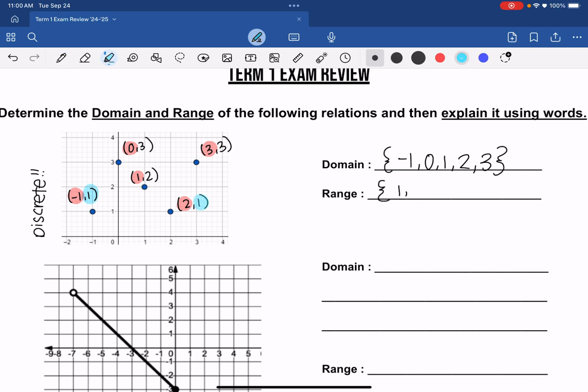We have another 1 right here, but we only have to write it once. 2. And then we have 2 3s, so we just write it once, so we have 3. And that's your domain and range.